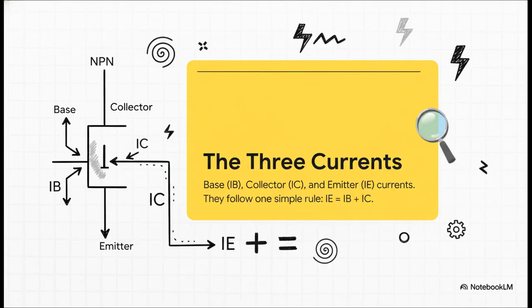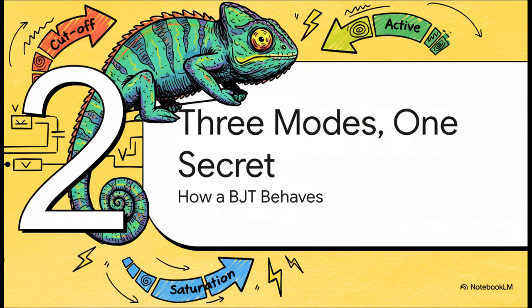Okay, so three terminals means, you guessed it, three currents. We've got the base current, or IB, the collector current, IC, and the emitter current, IE. And the best part is they follow this beautifully simple rule. The current going out through the emitter is just the sum of the two currents coming in: IE = IB + IC. That's it. Keep that little equation in your back pocket. It's absolutely fundamental.